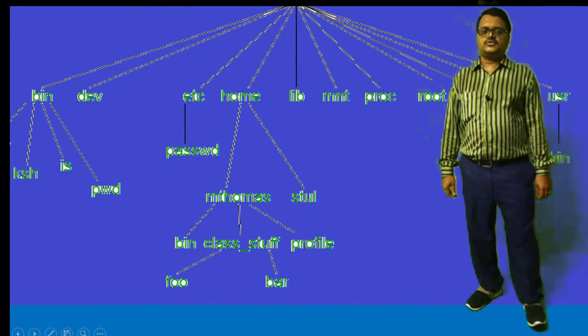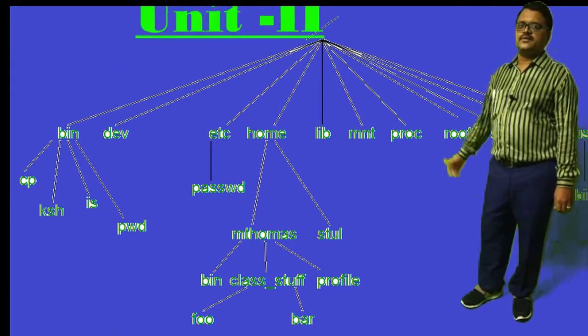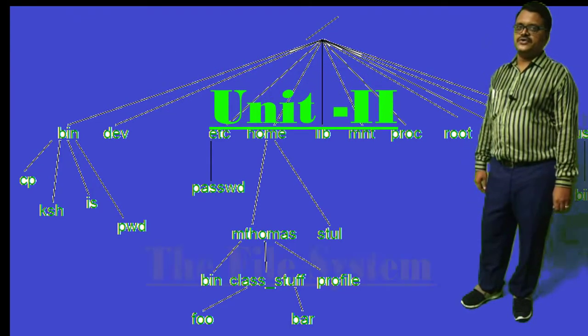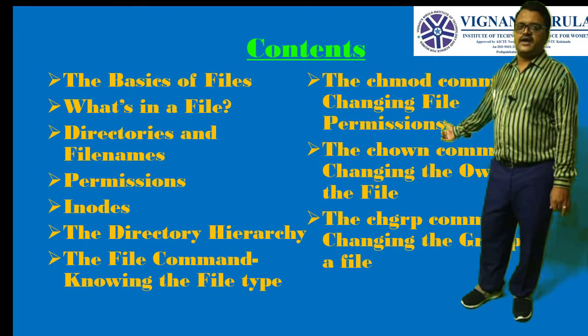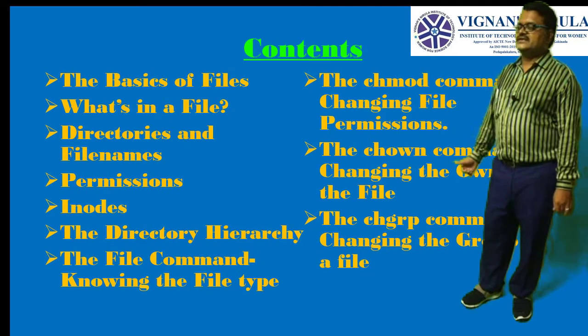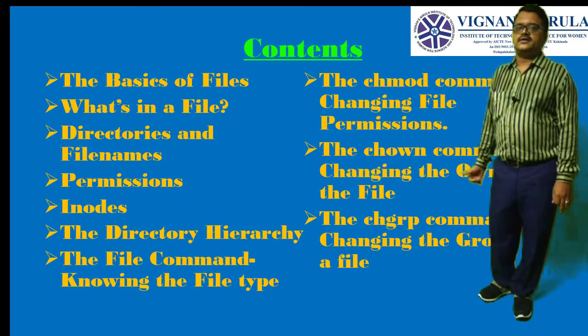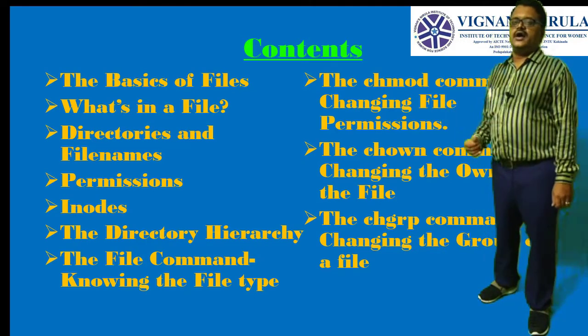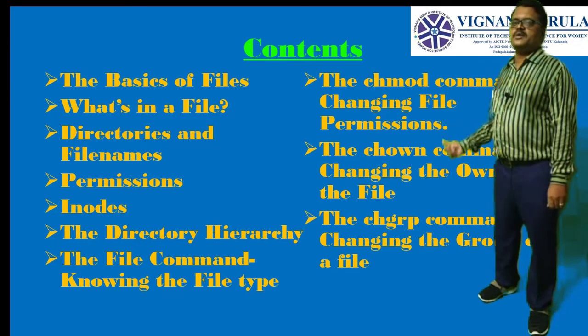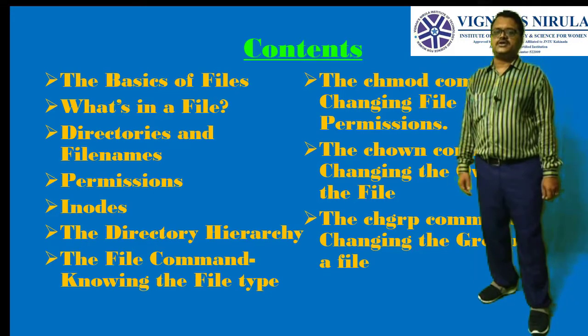Morning. Today's topic is Unit 2, the file system. The contents of Unit 2 are the basics of file, what is in a file, files and directories, directory hierarchy, permissions, inodes, and file attributes and permissions, and chmod, chown, and chgrp commands. So, totally 10 topics are there.